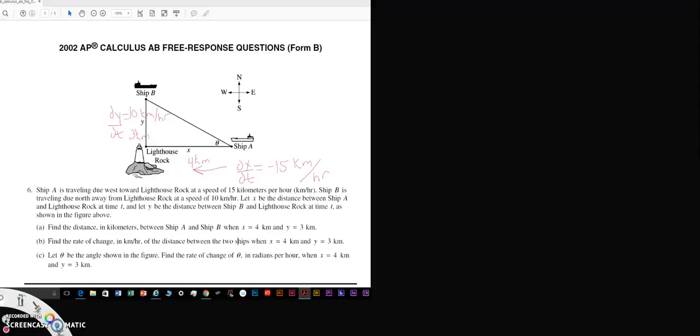So now it says find the distance. Well, it's got to be 5 kilometers. It's a 3, 4, 5 triangle, but let's say you didn't know that. So you would use the Pythagorean theorem: x squared plus y squared equals c squared. Plugging in, you get 4 squared plus 3 squared equals c squared, so 16 plus 9 equals c squared. 25 equals c squared, so c is 5 kilometers. Usually you need units. That's how big c is.